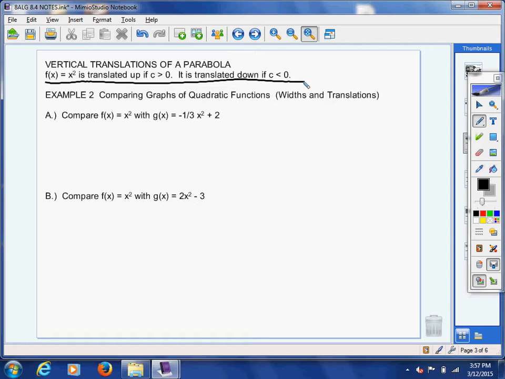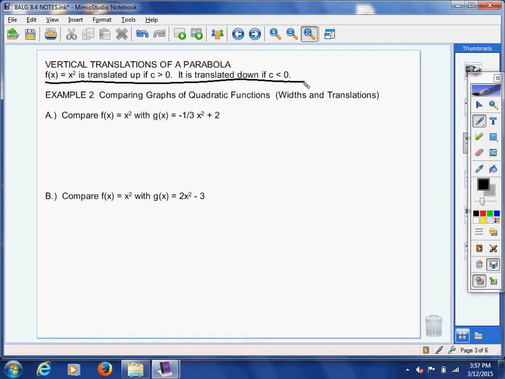Now, if that constant number is less than 0, then the graph will actually move down the y-axis, okay? So I'm going to do a real quick teaching off to the side before I get to example A under example 2.